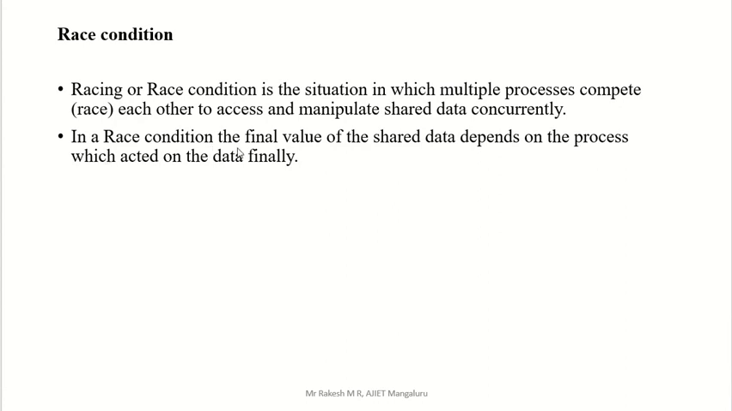In a race condition, the final value of the shared data depends on the process which acted on the data finally. We have two processes, and after competing with each other, any one of the processes will get the chance to enter the resource and operate on it, while the other is waiting there. So there is a competition.